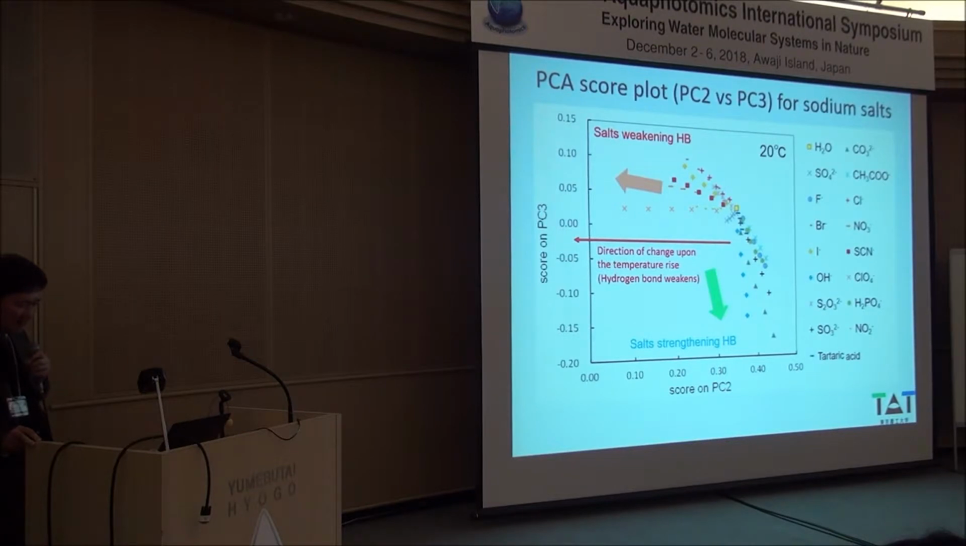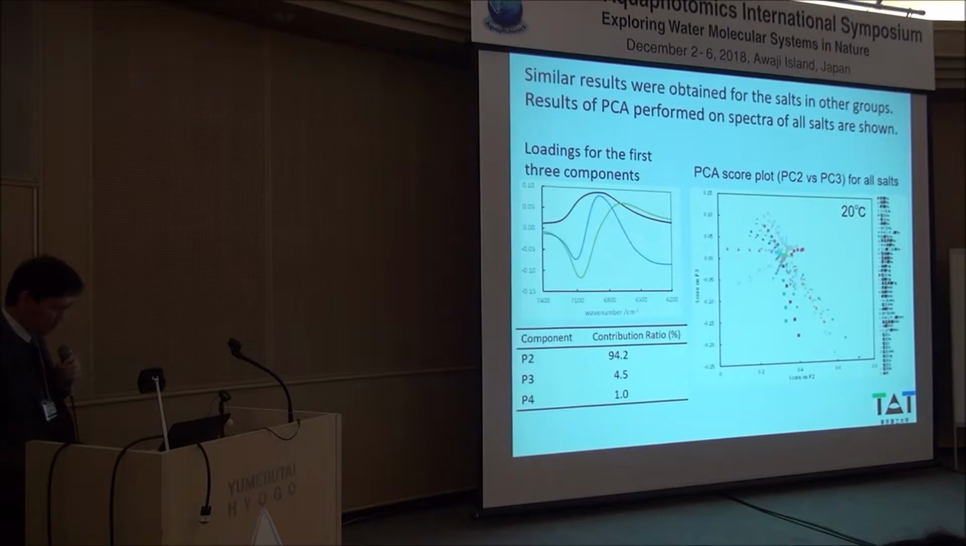On the other hand, the salts strengthening hydrogen bonding form strong hydrogen bonding, which is not formed by temperature change. Therefore, the plots move vertically. The mechanism of this difference has not been clearly stated. Similar results were obtained for the salts in other groups.